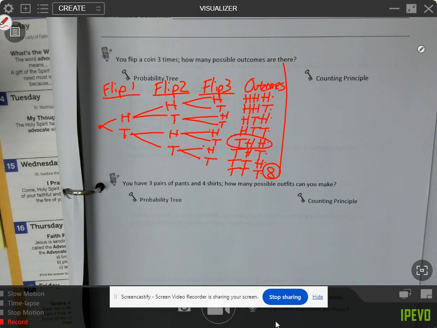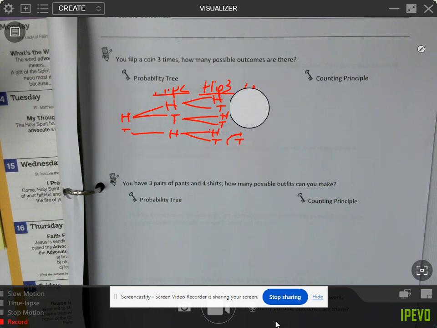Ava. Well, actually, it wouldn't really be correct, but couldn't you just do 2 times 3? But then, I don't know. 2 times 3 is 6. I like what you're thinking. We will look at the counting principle, but I want to do one more probability tree first.